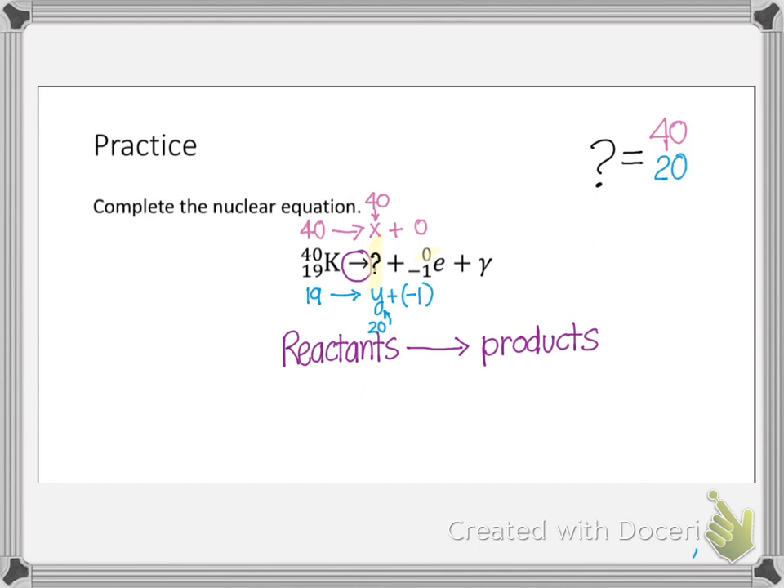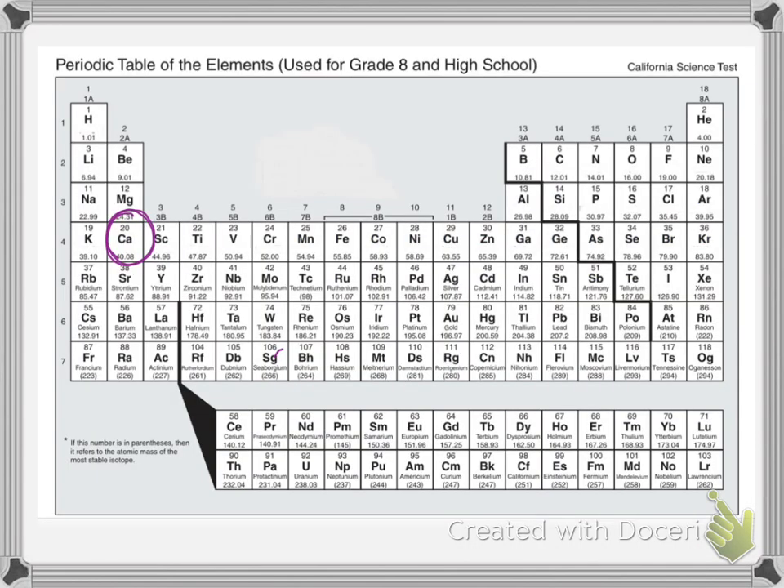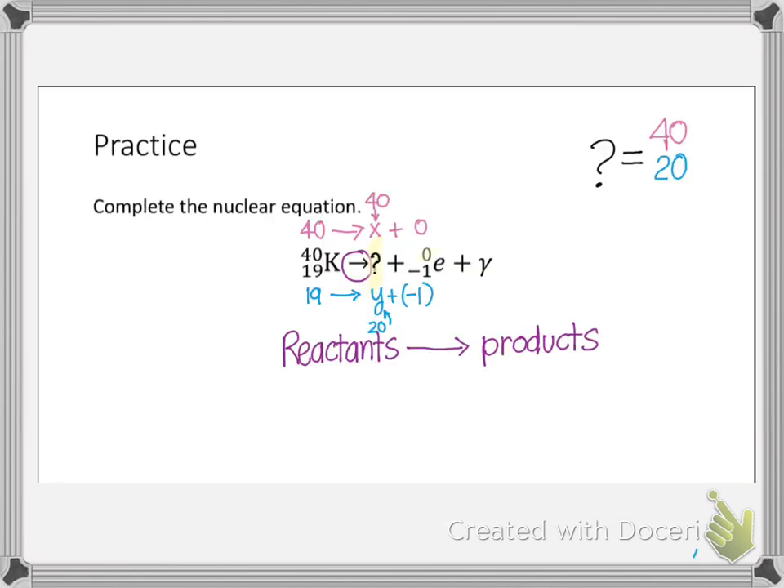Now I need to know what element. I put a periodic table here. I've got to go through my slides. Here we go. And element number 20 right here is circled. It's calcium. So that means the symbol is going to be Ca. So that is what goes in the question mark.